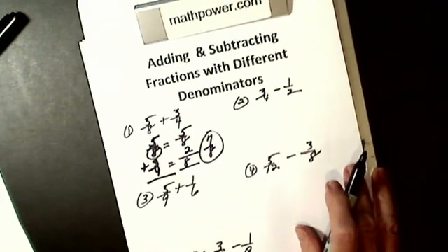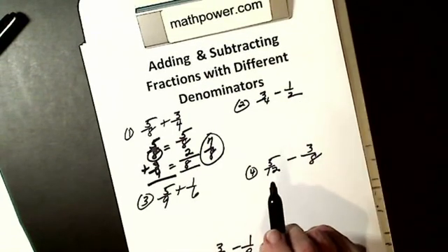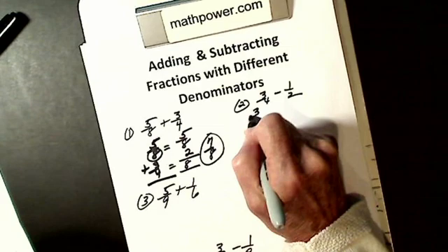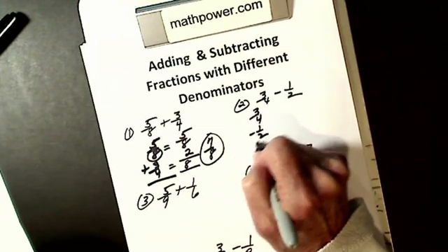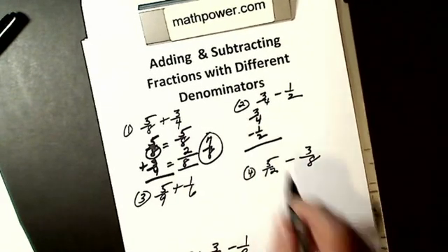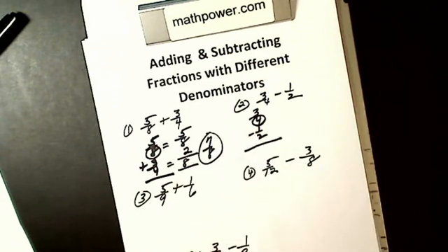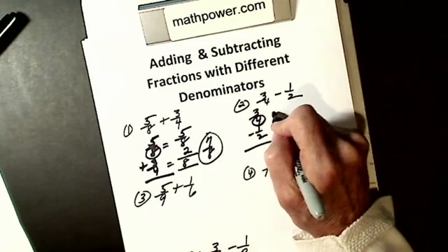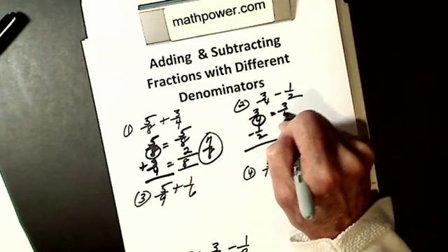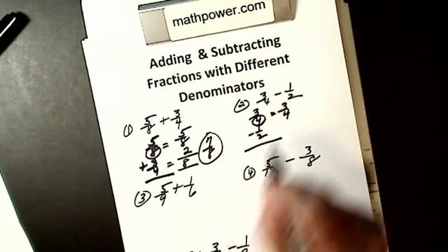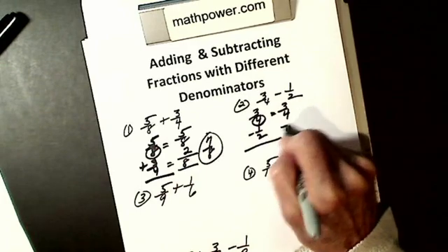So now we'll do number 2. I have 3/4 minus a half. I take the biggest one, see if it works. 4 is going to be my lowest common denominator, so I'm not changing it. My 3/4 stays. I've got to change 1/2 to fourths.